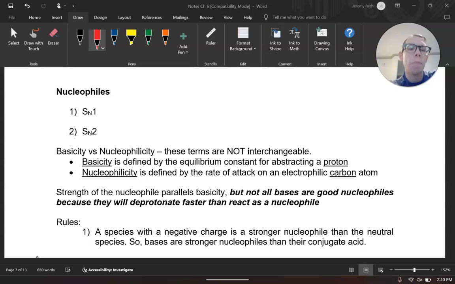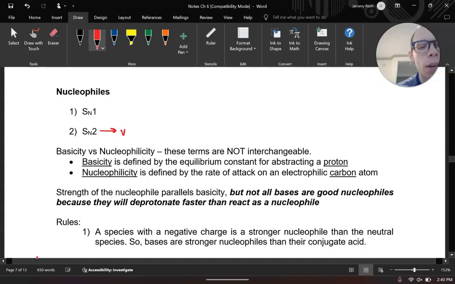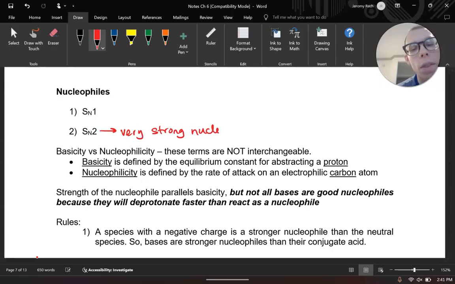So now let's consider the impact that the nucleophile has on our SN1 and SN2 reactions. For SN2 reactions, the nucleophile is super important, and we need a very strong nucleophile. Most of the time, if not always, you're going to think of a nucleophile that carries a negative charge for your SN2 reactions. For SN1, your nucleophile doesn't really matter as much.